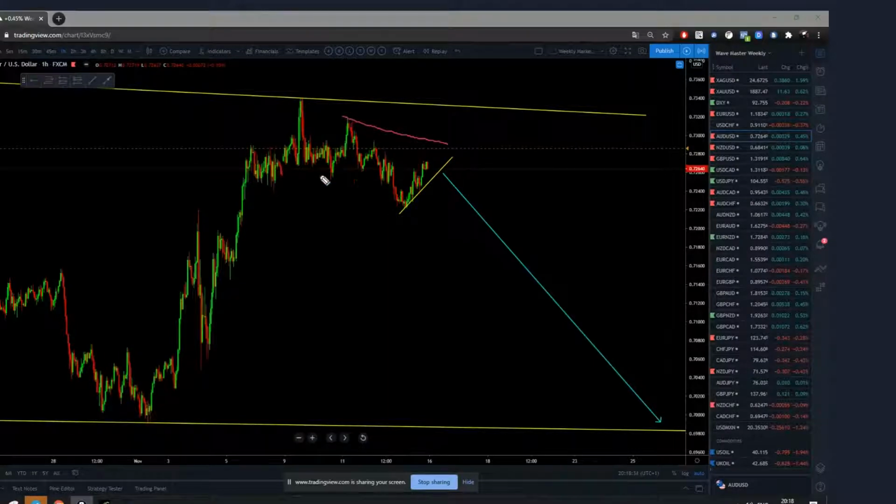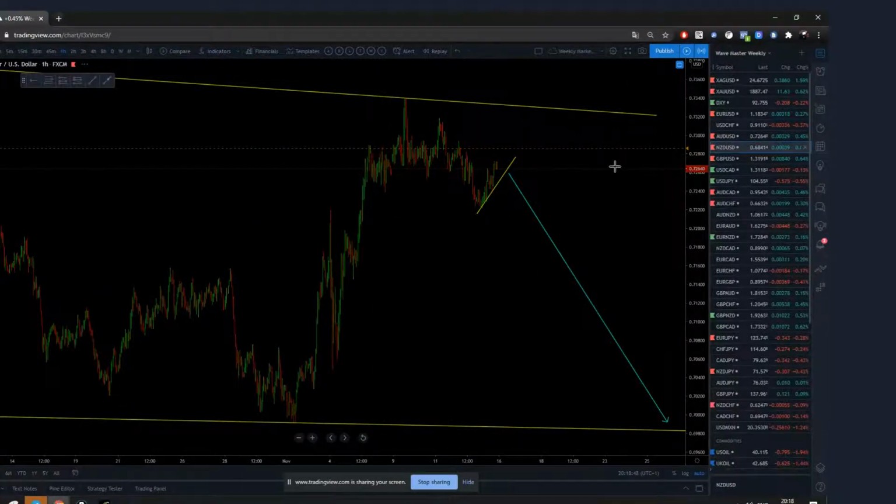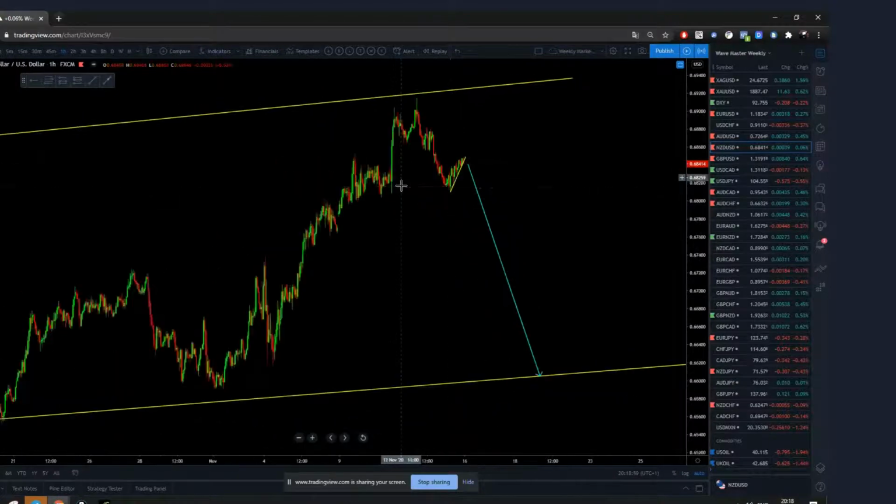Okay, something like this. We can have our running flat over there. 1, 2, 3. Okay, nice running flat. So keep an eye there. That could be a nice trade and you don't want to miss it. Okay, we will keep close eyes in our academy on that chart.